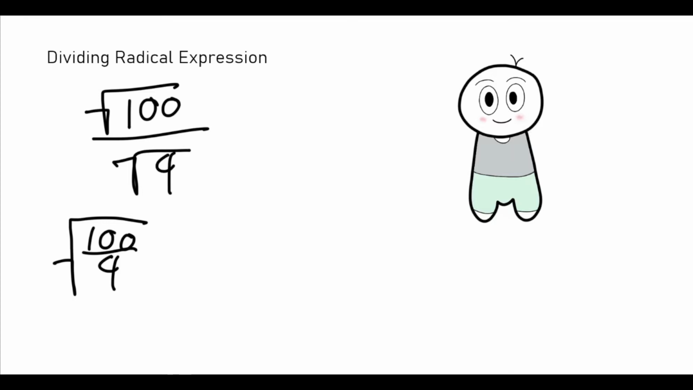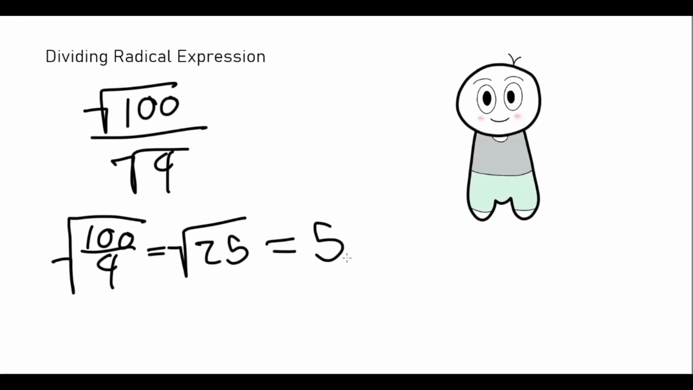Solving under the radical, 100 over 4 is 25, which gives us the square root of 25. Of course, we're not going to forget the square root. And then we solve it again: the square root of 25 is 5, since there is no denominator to rationalize. And that's it. That's the answer, 5.